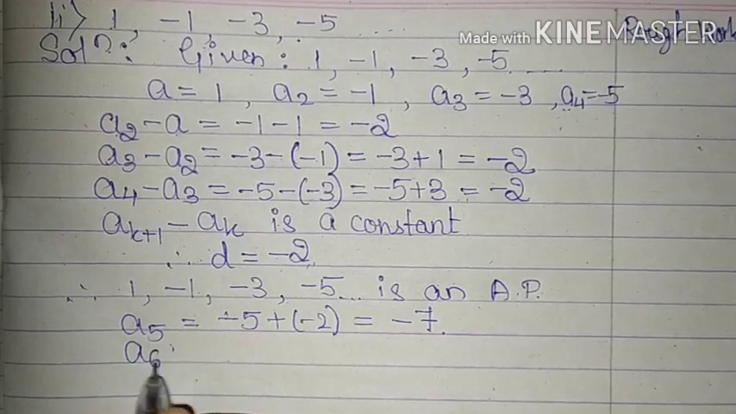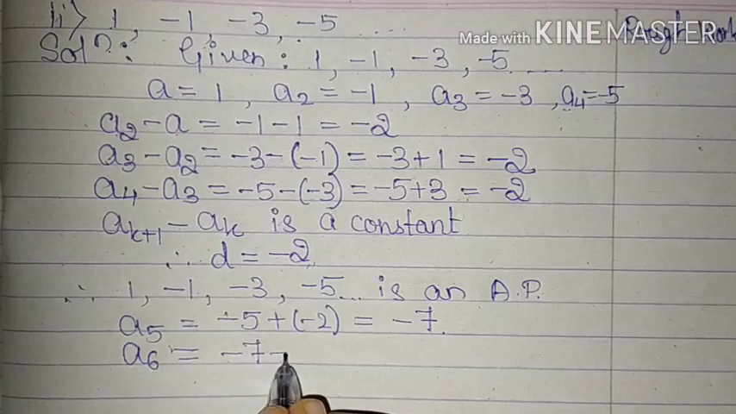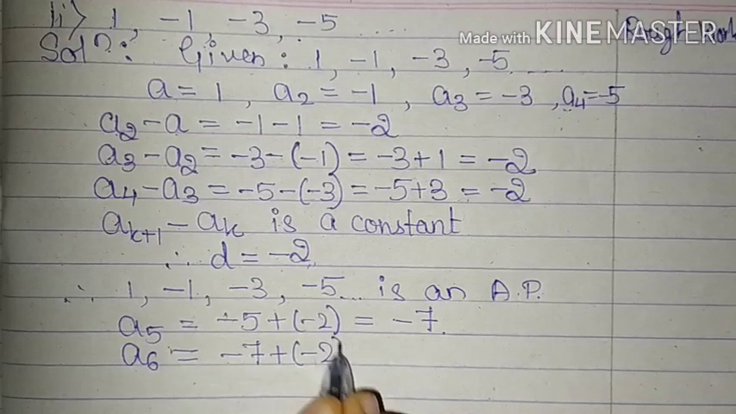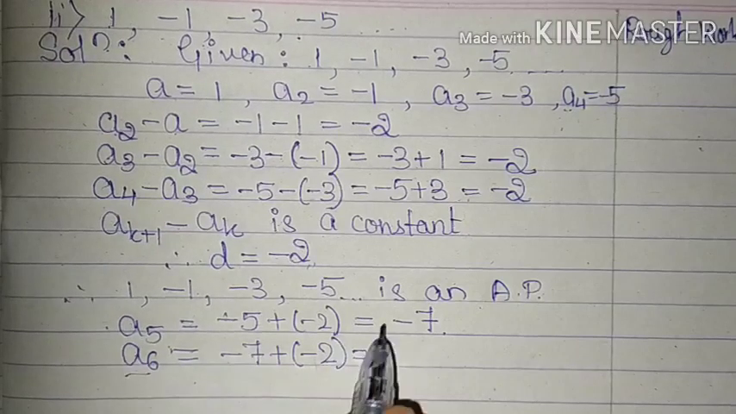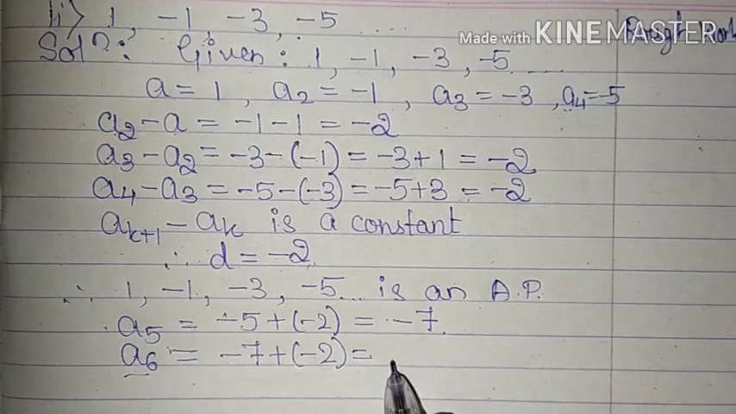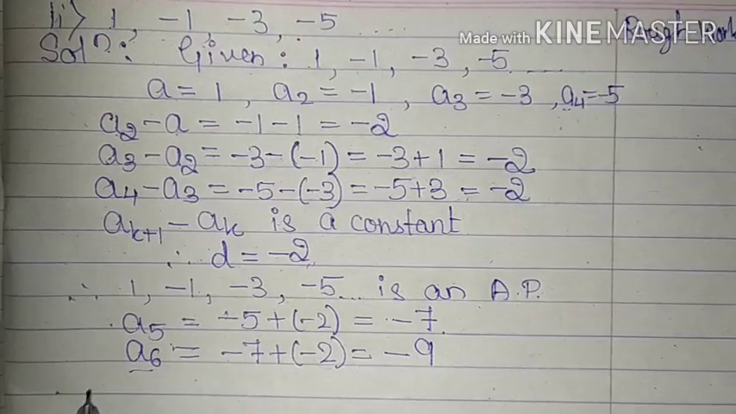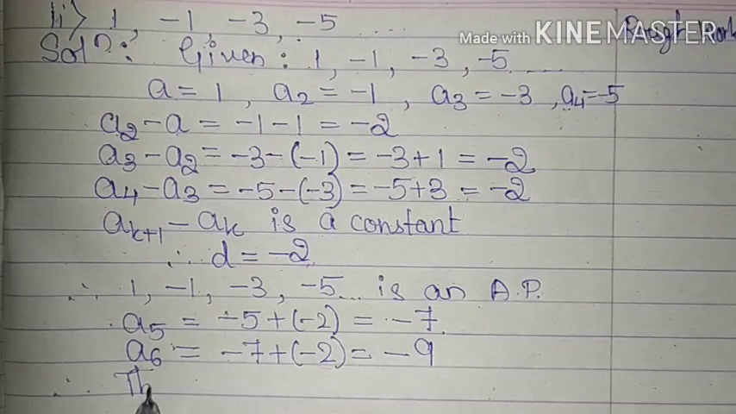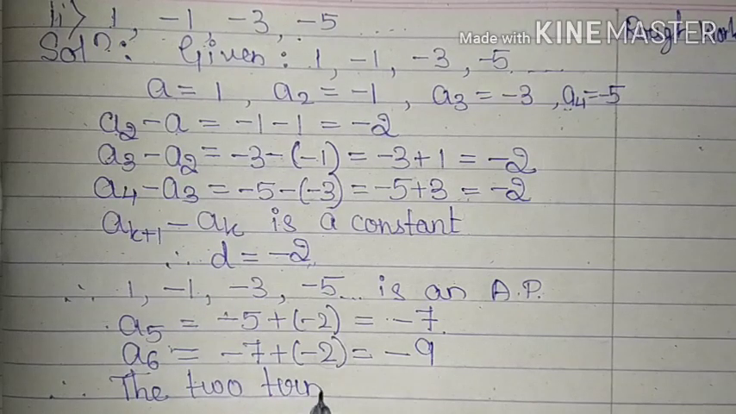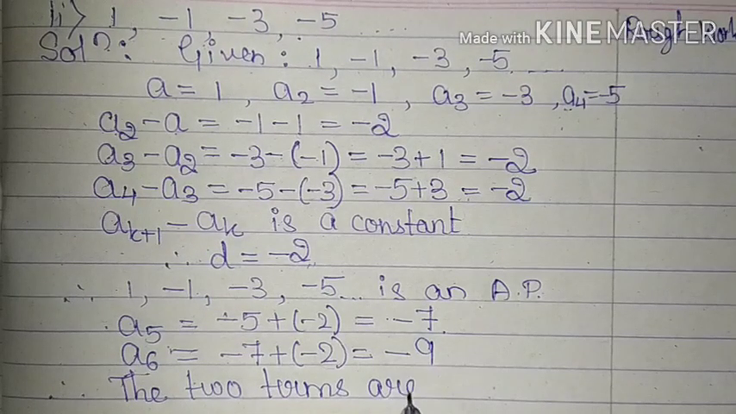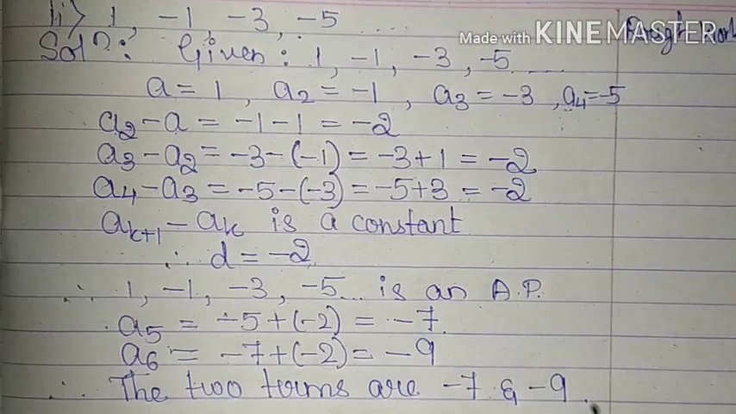Similarly, A6 is equal to minus 7 plus of minus 2. Right, because the previous term for A6 is A5 and A5 is equal to minus 7. So we get minus 9. Therefore, the two terms are minus 7 and minus 9.